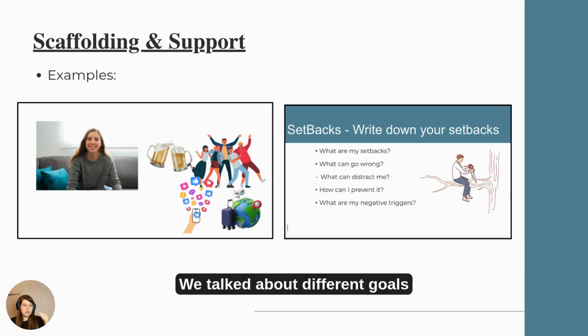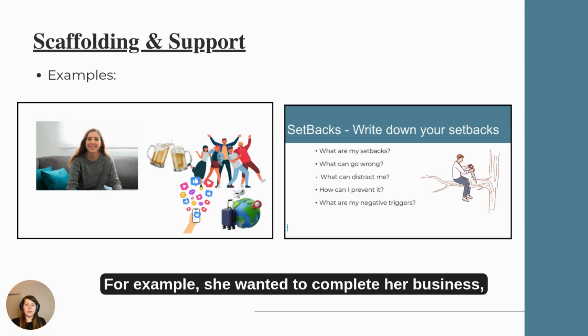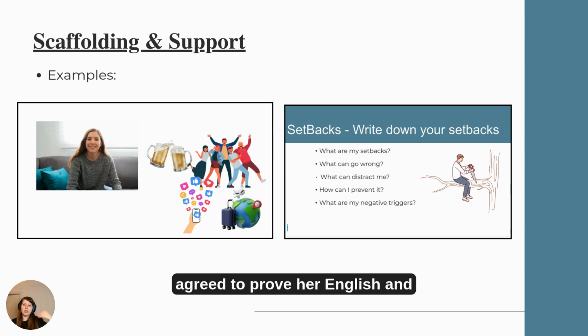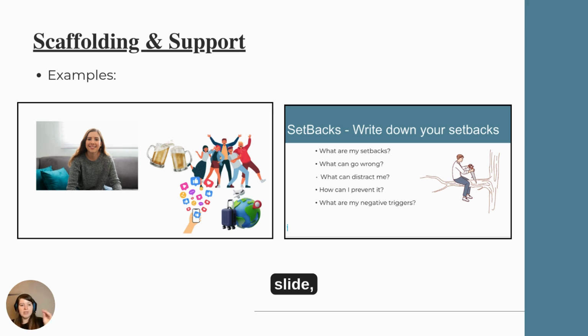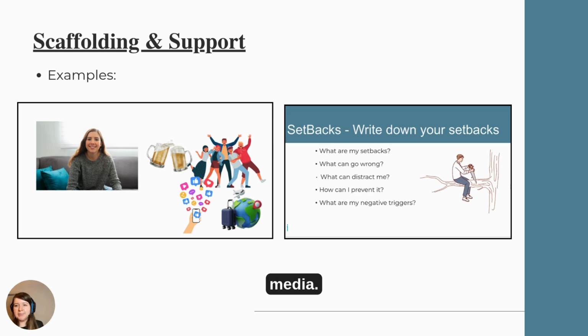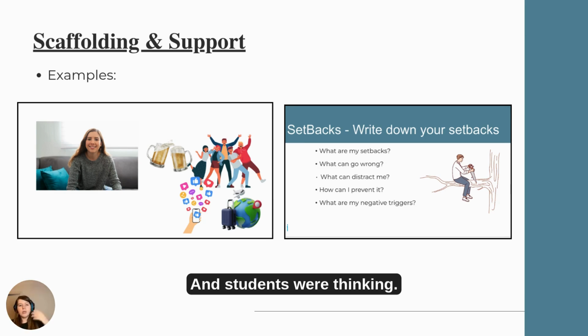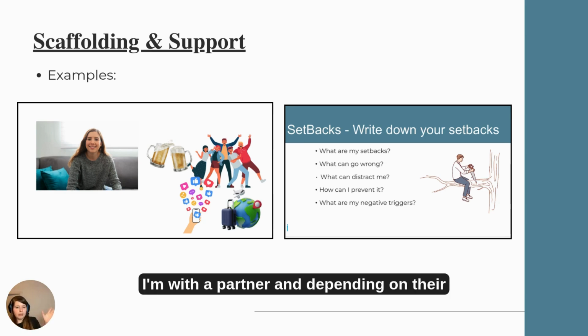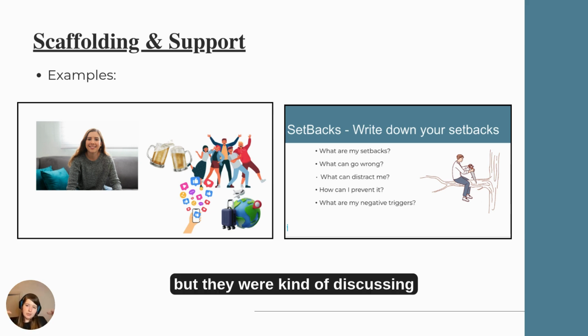We talked about different goals that Sarah had. For example, she wanted to complete her business degree, to improve her English, and eventually to find a good job. And then on the same slide, I added different icons that were representing different aspects of her life, like travel, socializing, and spending time on social media. And students were thinking or working with a partner, depending on their preference, discussing what challenges Sarah might face in trying to reach her goals.